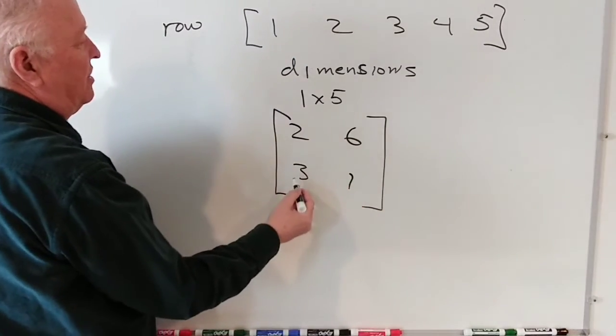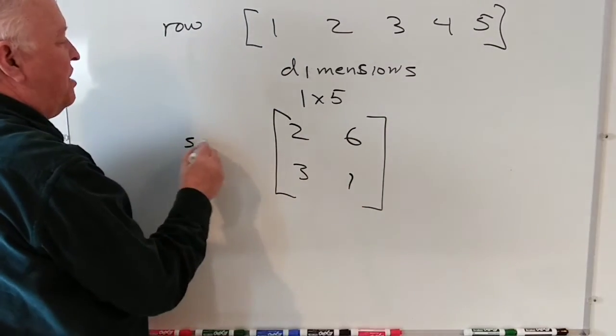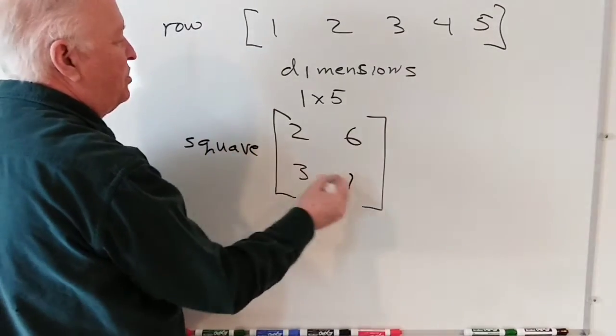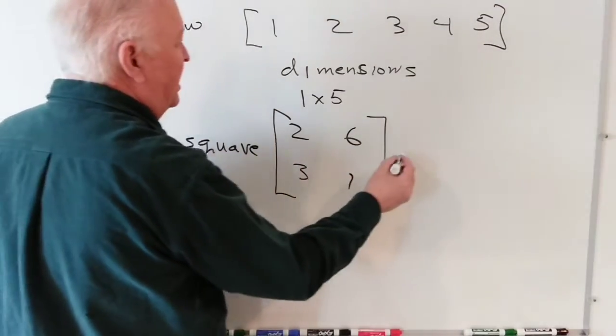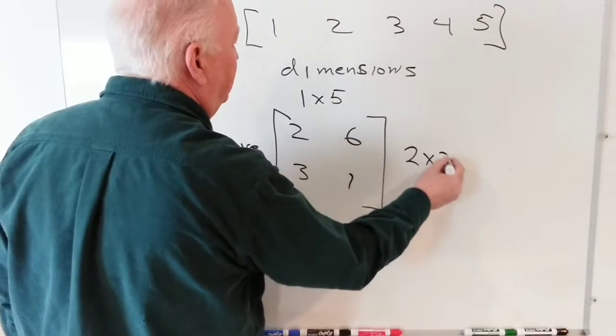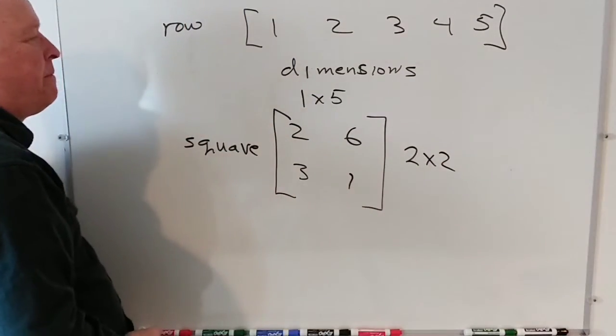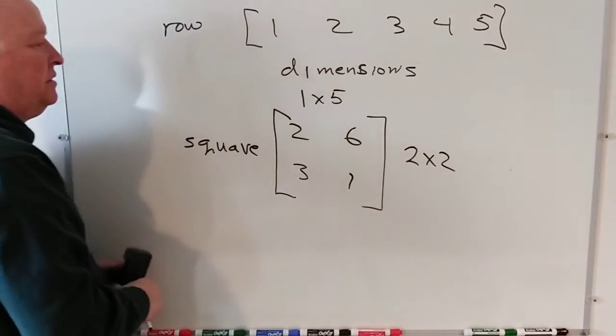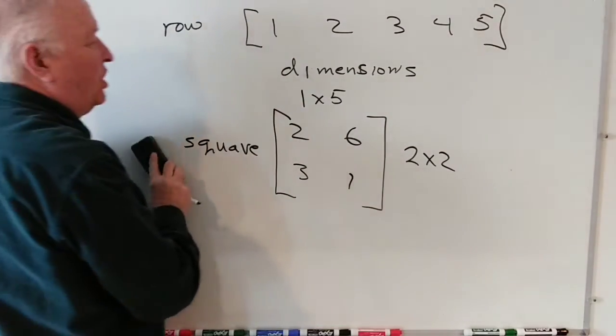This matrix is called a square matrix because the number of rows and the number of columns are the same. This is 2 by 2. This is a row matrix because it has only 1 row. We'll look at some other sizes.